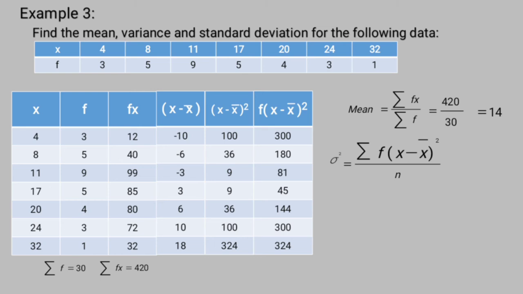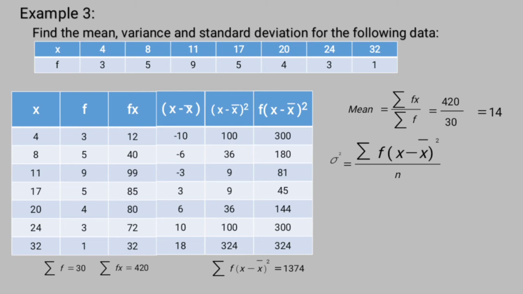5 into 36 is 180. 9 into 9 is 81. 5 into 9 is 45. 4 into 36 is 144. 3 into 100 is 300, and 1 into 324 is 324. And now I'm going to find the sum of this value. I'm getting 1374, and we know n.